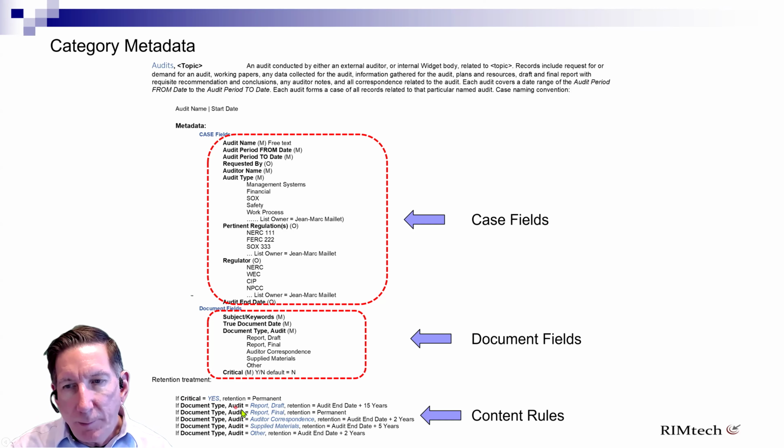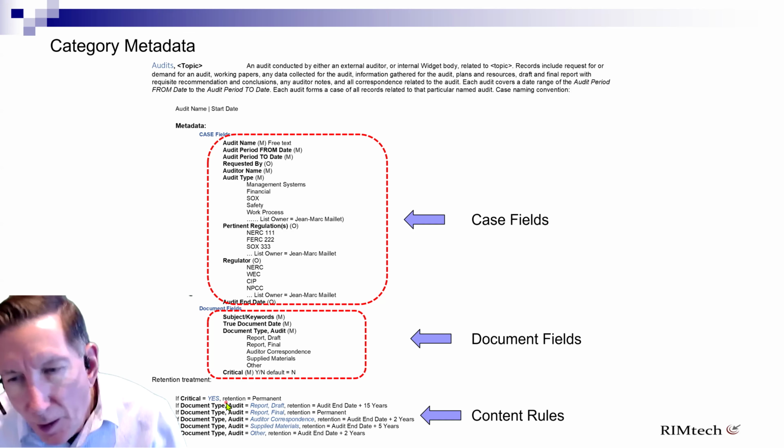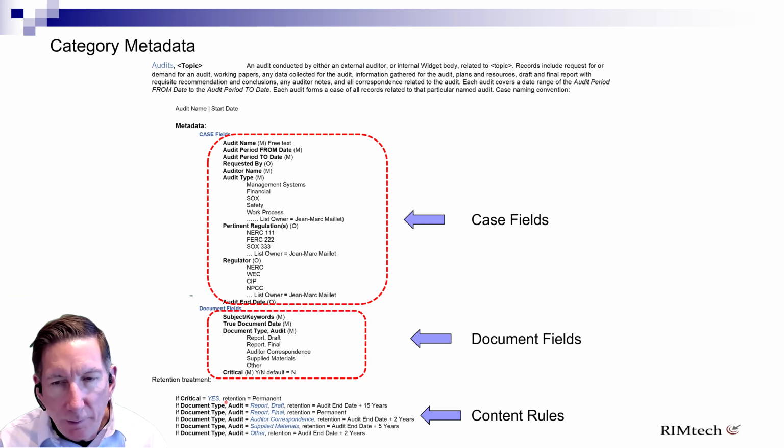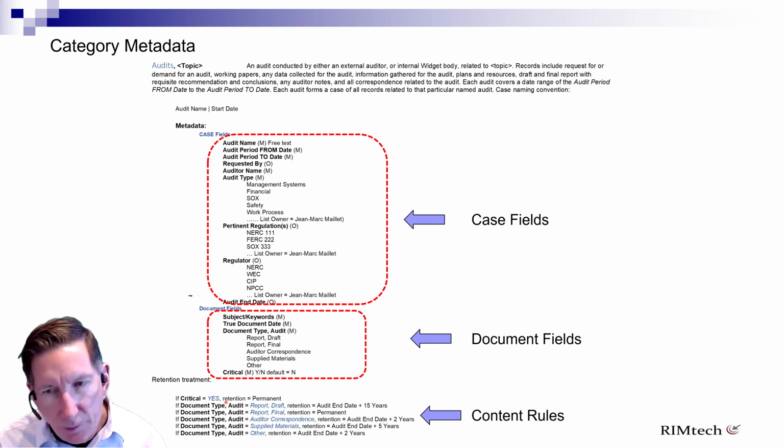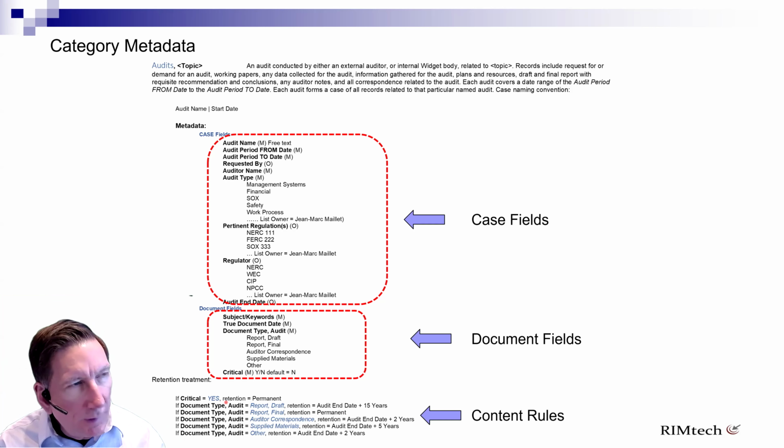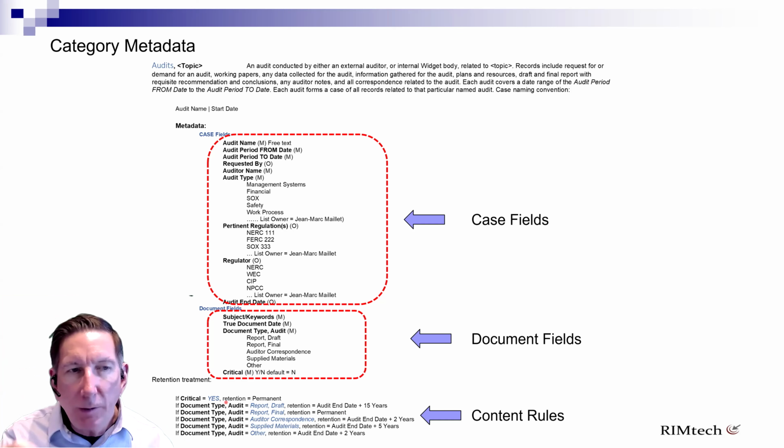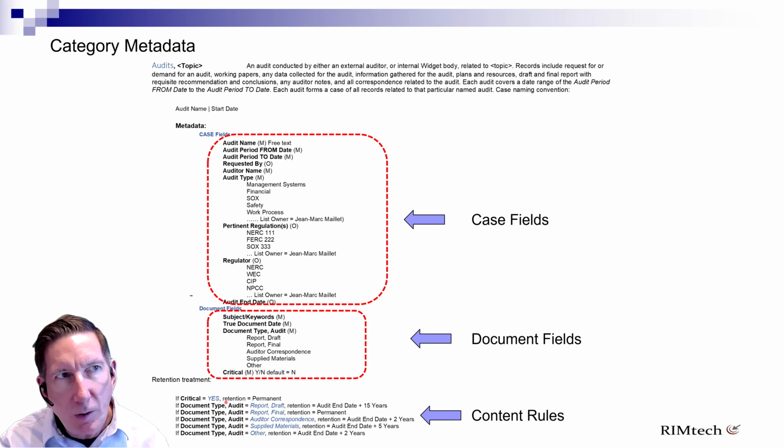Now, if document type audit contains report draft, retention equals audit end date plus 15 years. So this is the document type right here. So if the user chooses report draft, it gets this retention rule. If they choose report final, it gets that retention rule. See how that works? So the point I want to make here is that the content rules, which are the beating heart of an EDRMS, are using metadata fields to know what appropriate retention rules to apply. Okay.